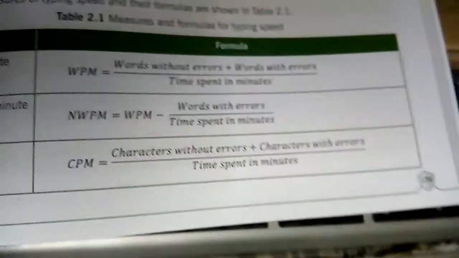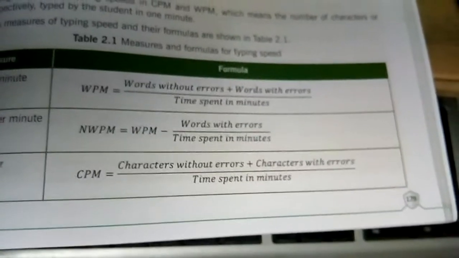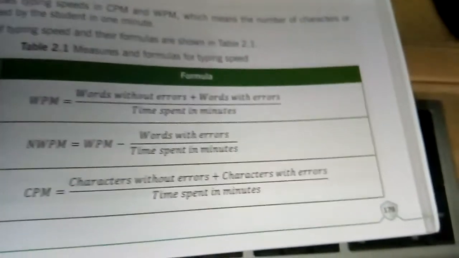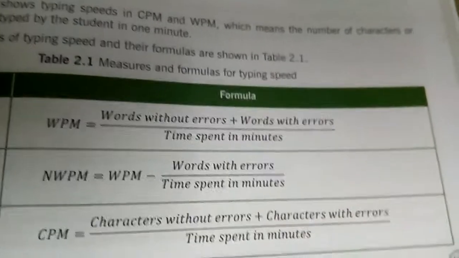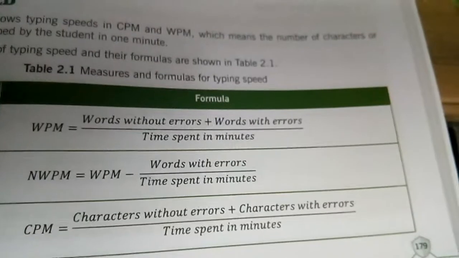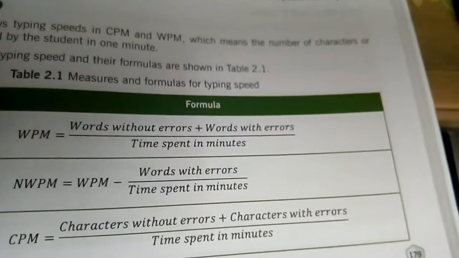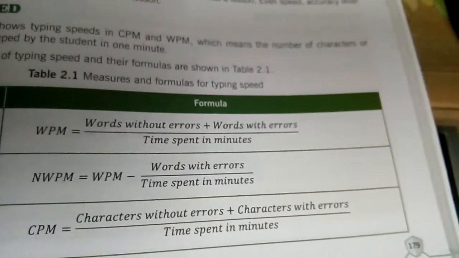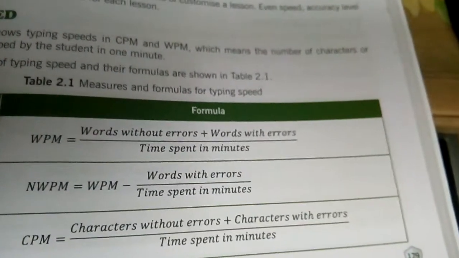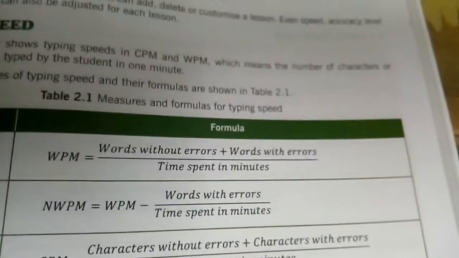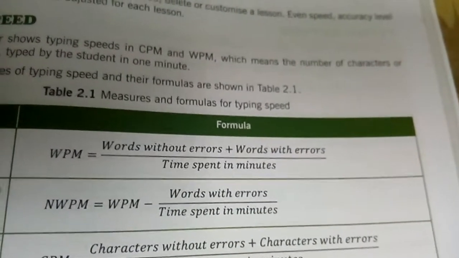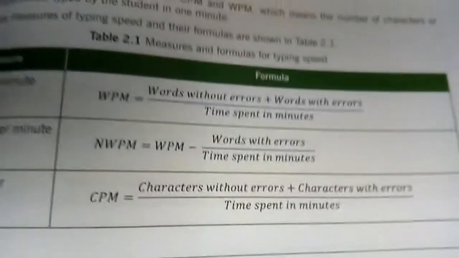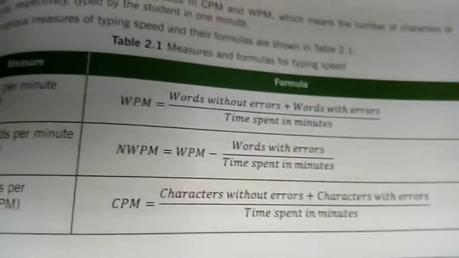Typing speed means what? It shows the typing speed in CPM or WPM. CPM means characters per minute and WPM means words per minute, which means the number of characters or words respectively. So in 1 minute the student can type how many words or characters, that depends. According to that the speed will come. So there are different measurements and formulas for typing speed.